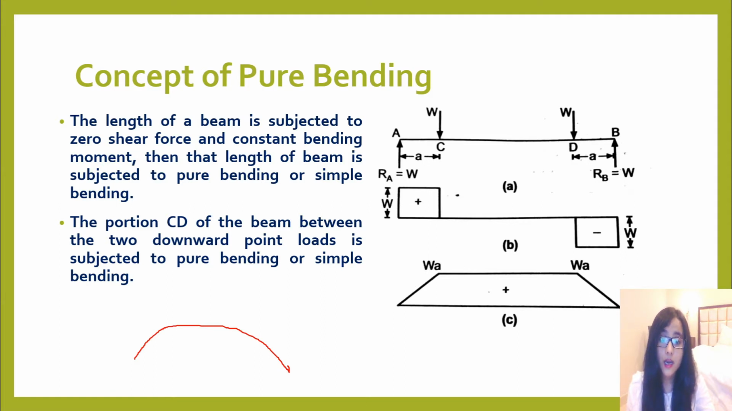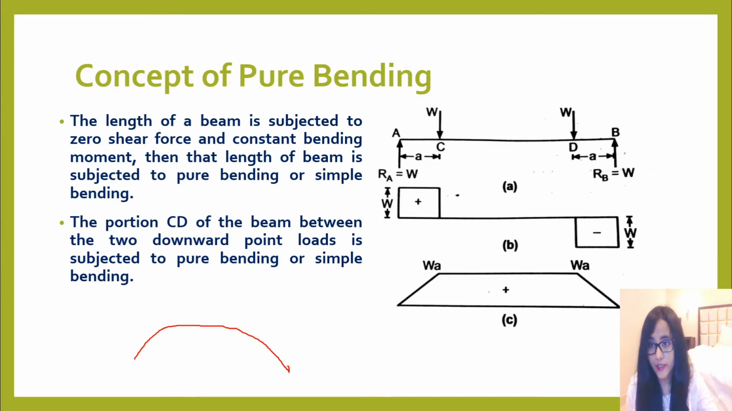And if a beam is subjected to ordinary bending, then what happens in ordinary bending? In ordinary bending both normal stresses and shear stresses come, okay? So in pure bending shear stresses do not come, only normal stresses come. And a beam subjected to ordinary bending has both: normal stresses as well as shear stresses. Both the stresses come in normal bending.